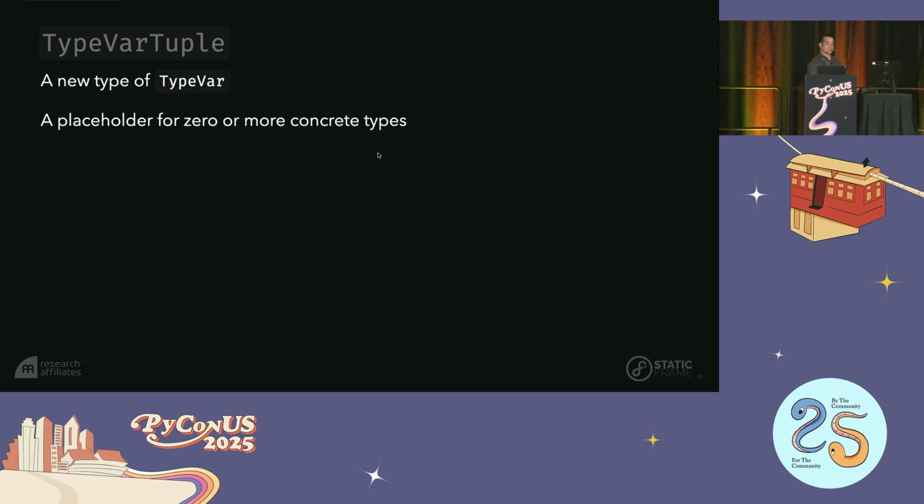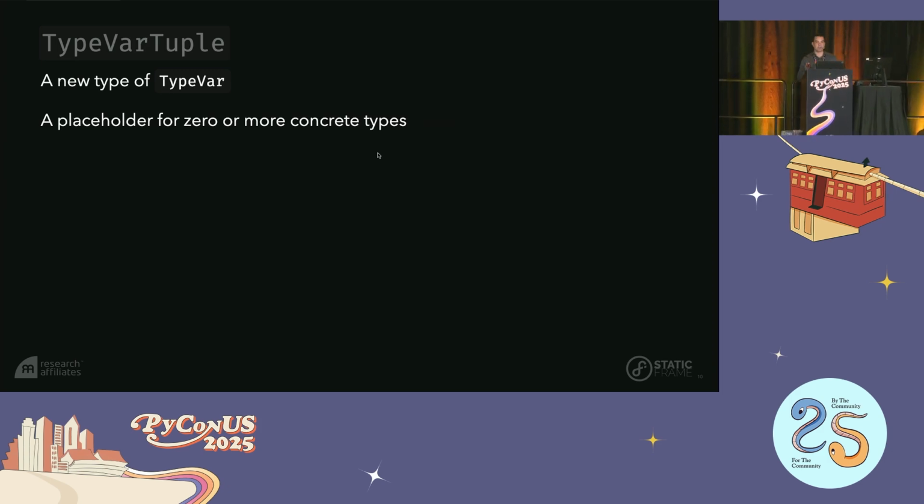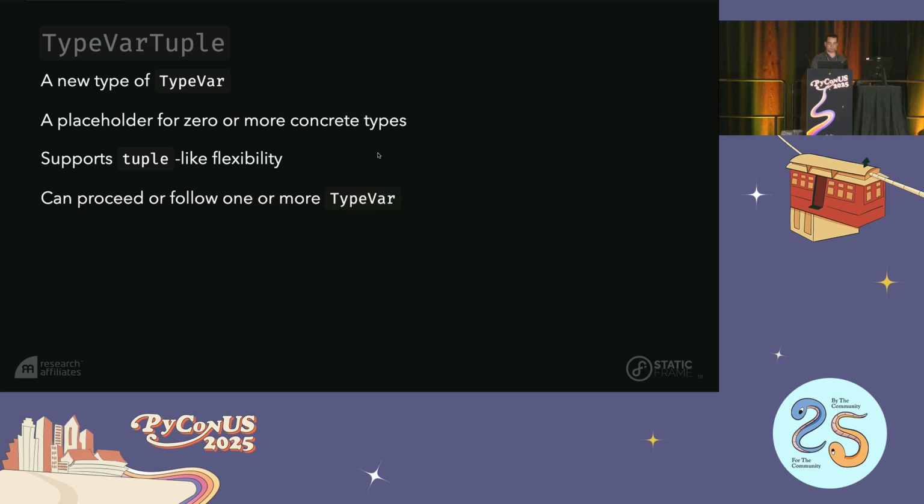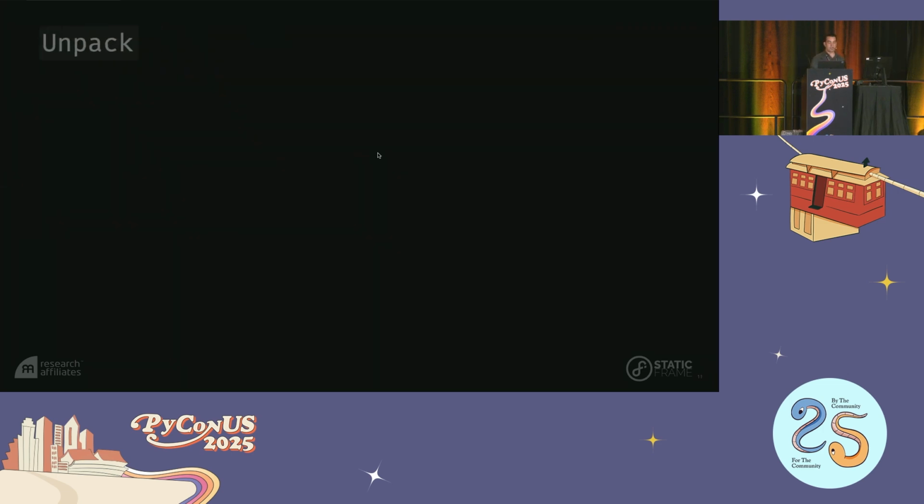A good way to think about it is a placeholder for 0 or more concrete types. It's a variadic. It gives us variadic generics, which allow us to have a variable number of type arguments when we make that generic concrete. And as I've mentioned, it gives us that amazing tuple-like flexibility in our own classes. It can also be combined with one or more typevar, which lets us do even more sophisticated things in defining our generics.